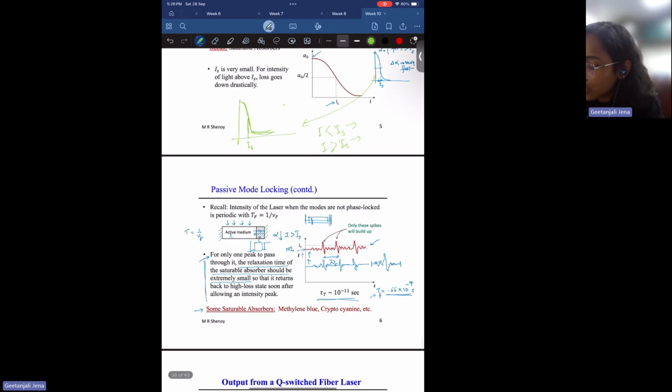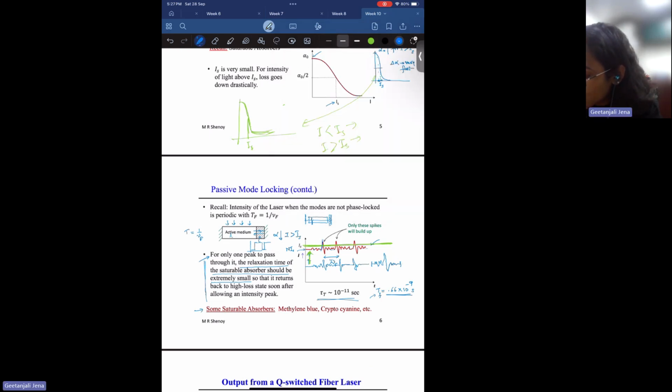So if the I_S level is here, what will happen when we pump the system? This intensity will gradually increase, it will level off on the y-axis. And at some point, what will happen? If you see, let me take a different color.